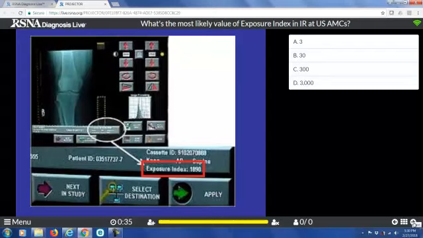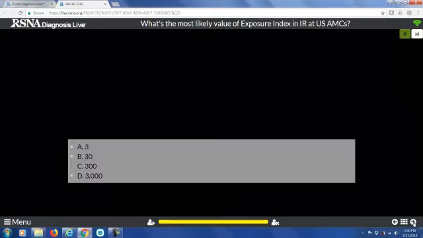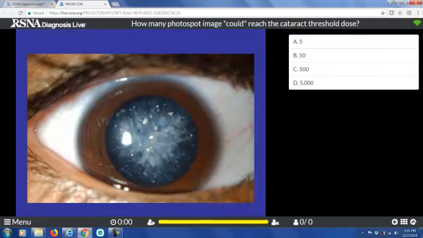So pause your WebEx recordings. And the correct answer is most of body radiography is done with an exposure index of 300. If you use 30, you'd have too much mottle. If you use 3000, your patient would have received far too much radiation.